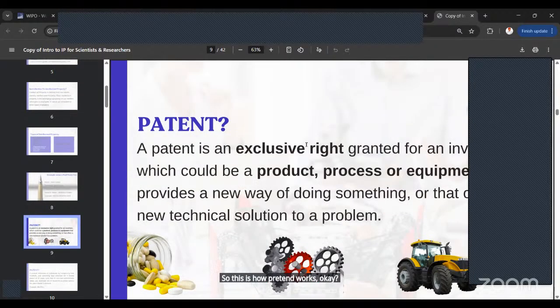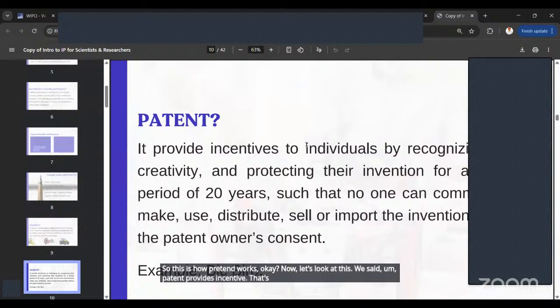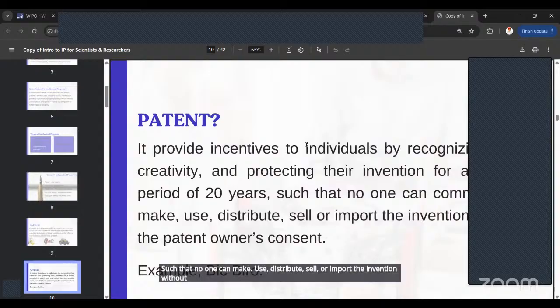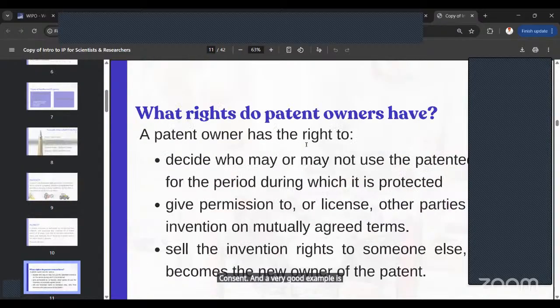Now let's look at this. We said patent provides incentive. That's what I just explained, to individuals by recognizing creativity and protecting their invention for a period of 20 years, such that no one can make, use, distribute, sell, or import the invention without the patent owner's consent. And a very good example is Big Biro. I don't know how many of us know the story of Big Biro.